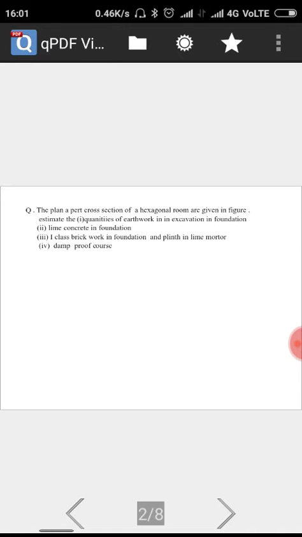Estimate the quantity of earthwork in excavation in foundation, lime concrete in foundation, first class brickwork in foundation and plinth in lime mortar, and damp proof course. We have to solve these four estimation questions, these four items of work.